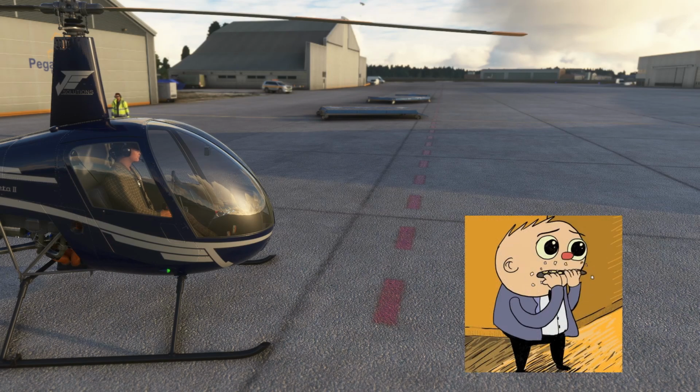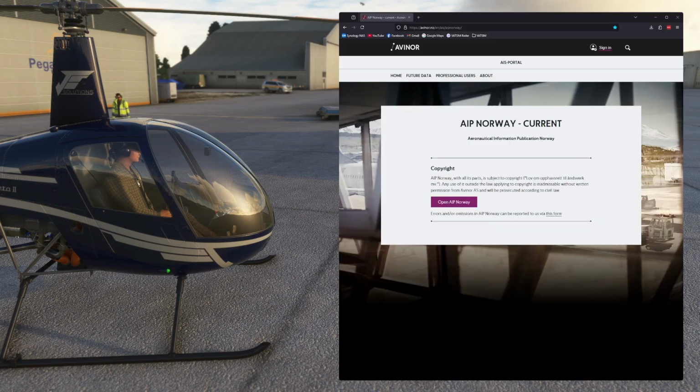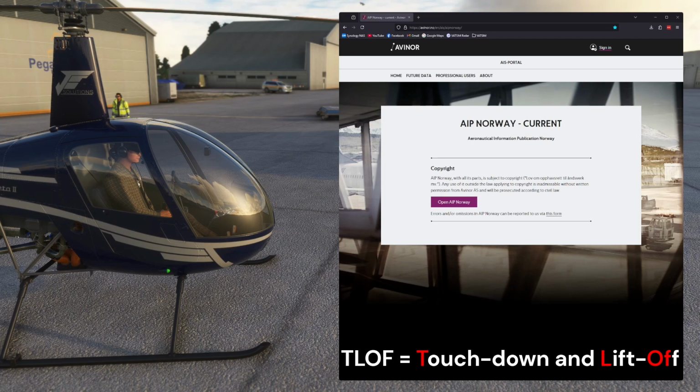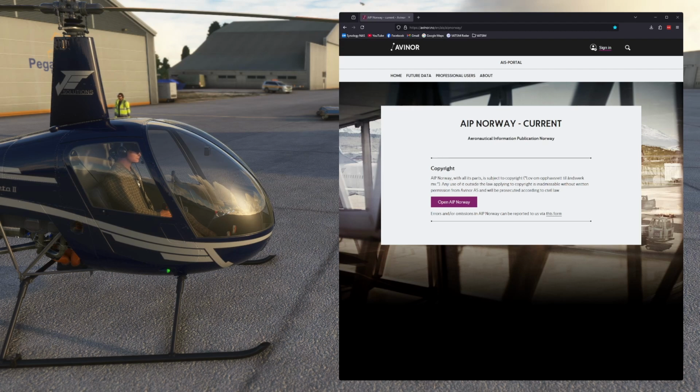I admitted to the controller that I was unsure as to what he meant, and he pointed me to the Norwegian AIP, or the Aeronautical Information Publication, where the procedures are described. Both FATO and another abbreviation, TLOF, which stands for touchdown and lift-off and is actually the helipad itself. These are known expressions from the helicopter side of aviation, but in my case at least, I hadn't heard about them before. Not all airports have FATO and TLOF, but some do. And as I said, they are described in the Aeronautical Information Publication for the country and the airport itself.